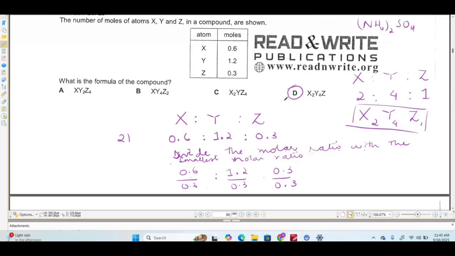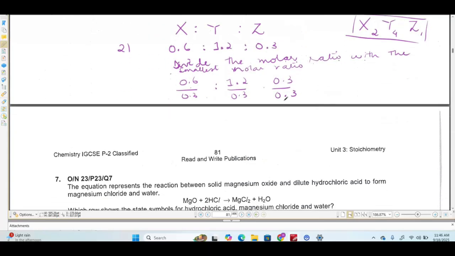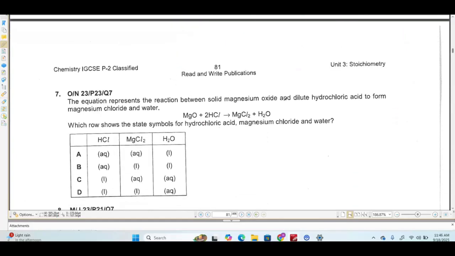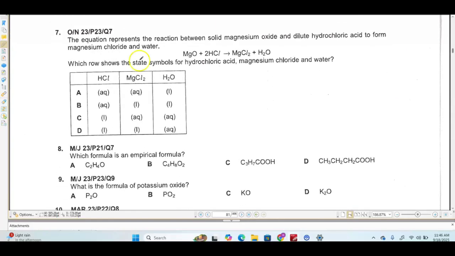Moving on to question number 7. The equation represents the reaction between solid magnesium oxide and dilute hydrochloric acid to form magnesium chloride in water. Which row shows the state symbol for hydrochloric acid and magnesium chloride in water?